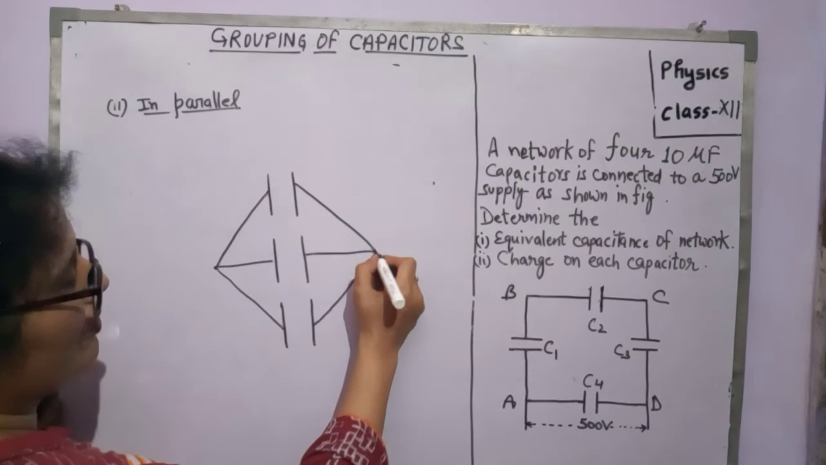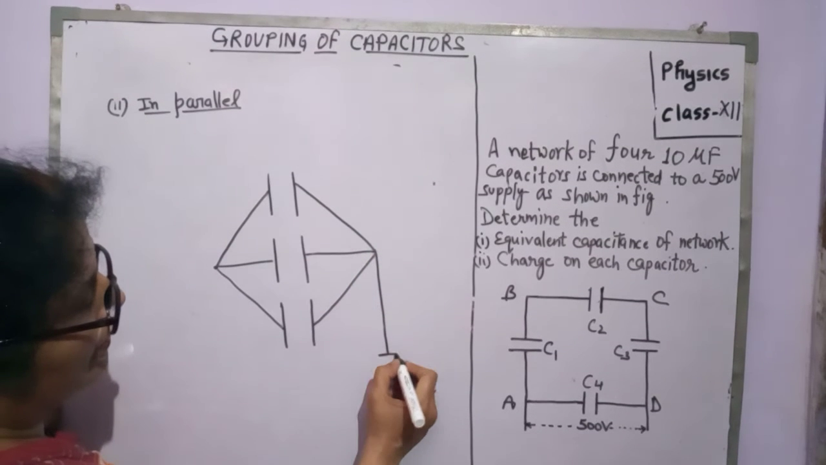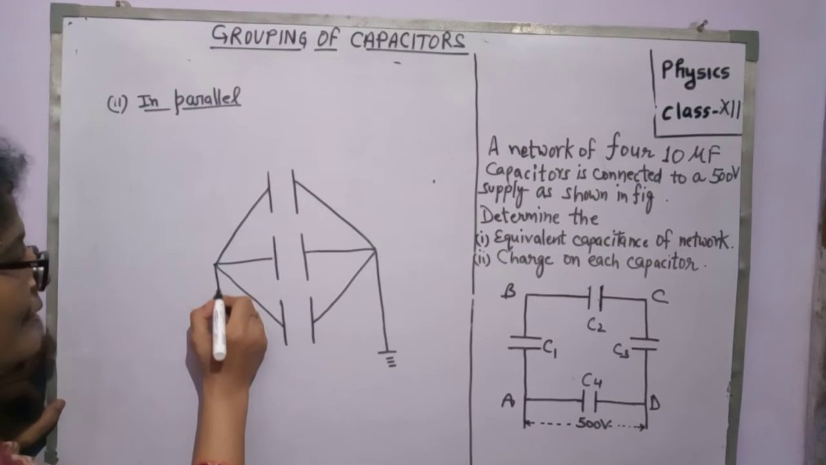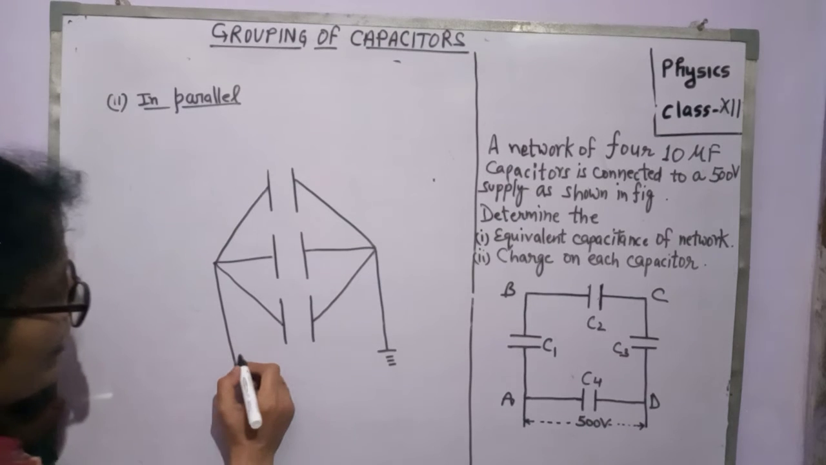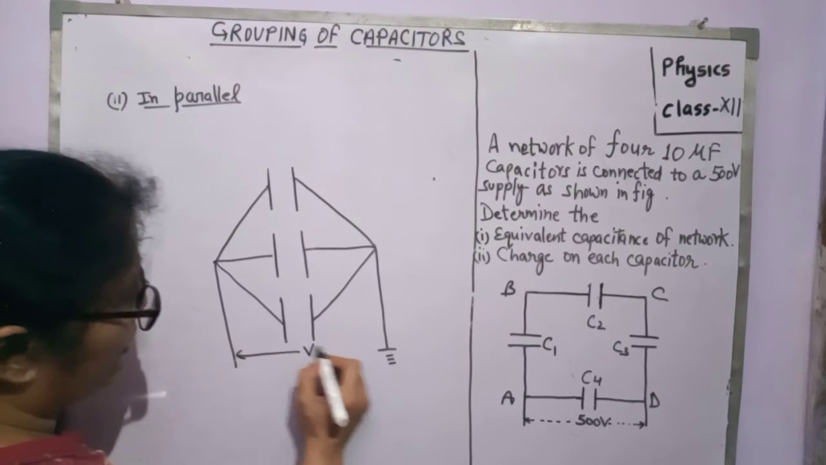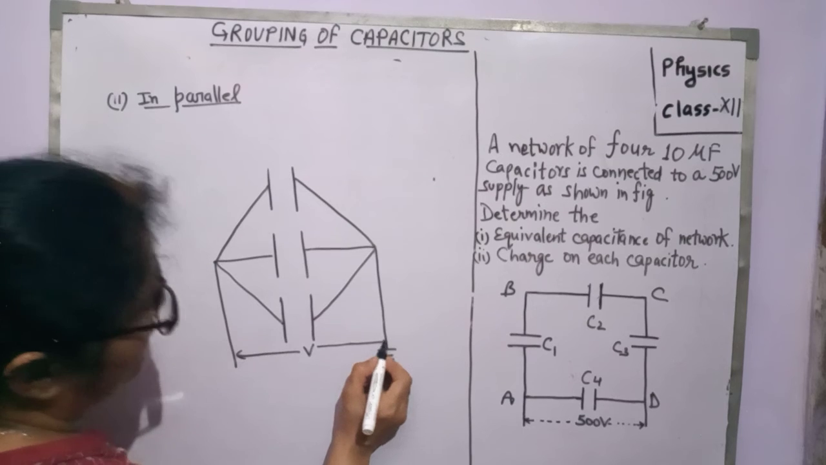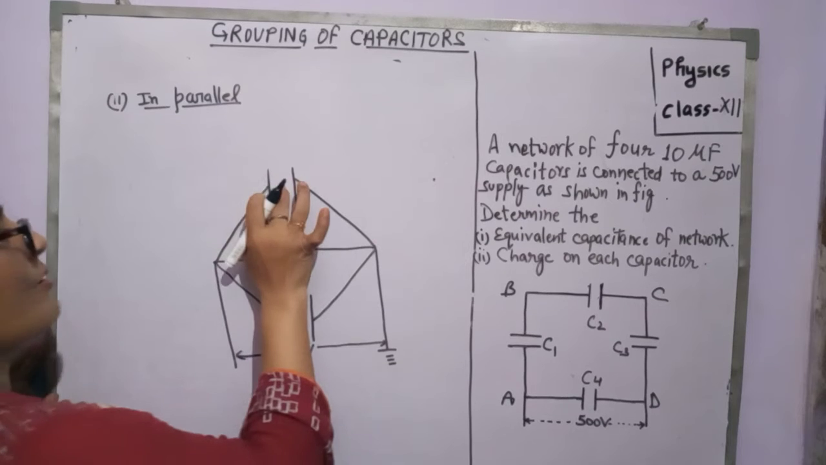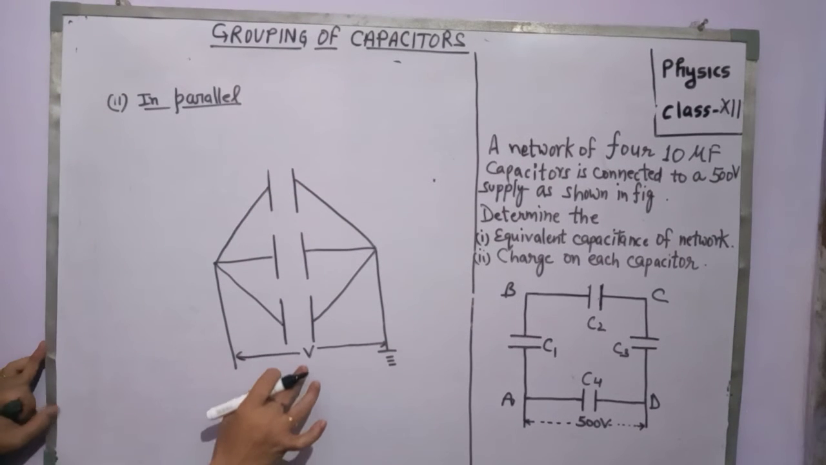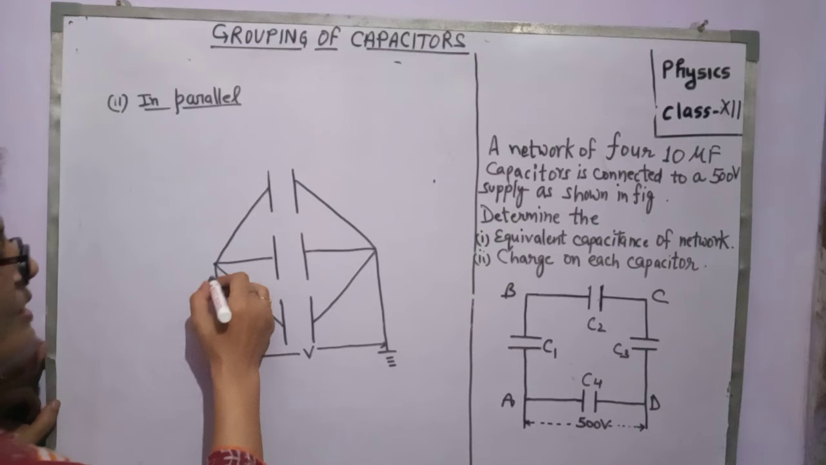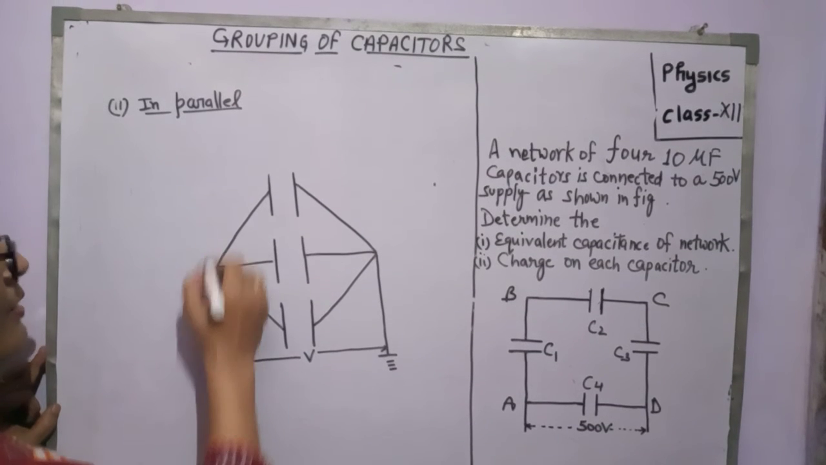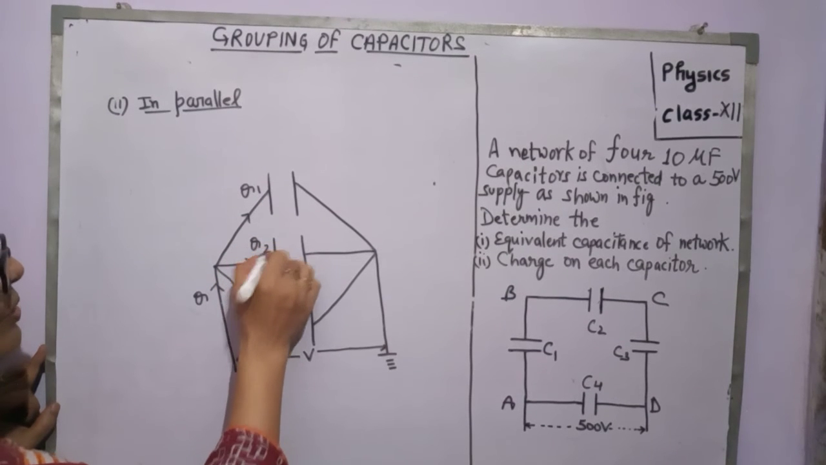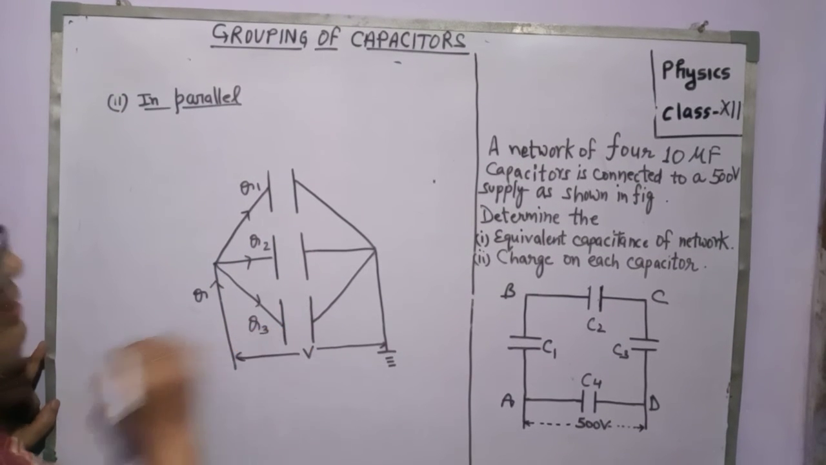And this is now earth. The outer side of the second plate is earth, and the potential difference between these two points is V. That means the potential difference across this capacitor, across this capacitor, and across this capacitor is the same, which is equal to V. Now suppose charge Q is flowing here. In this capacitor, it goes charge Q1. In this one, charge Q2. In this one, charge Q3.